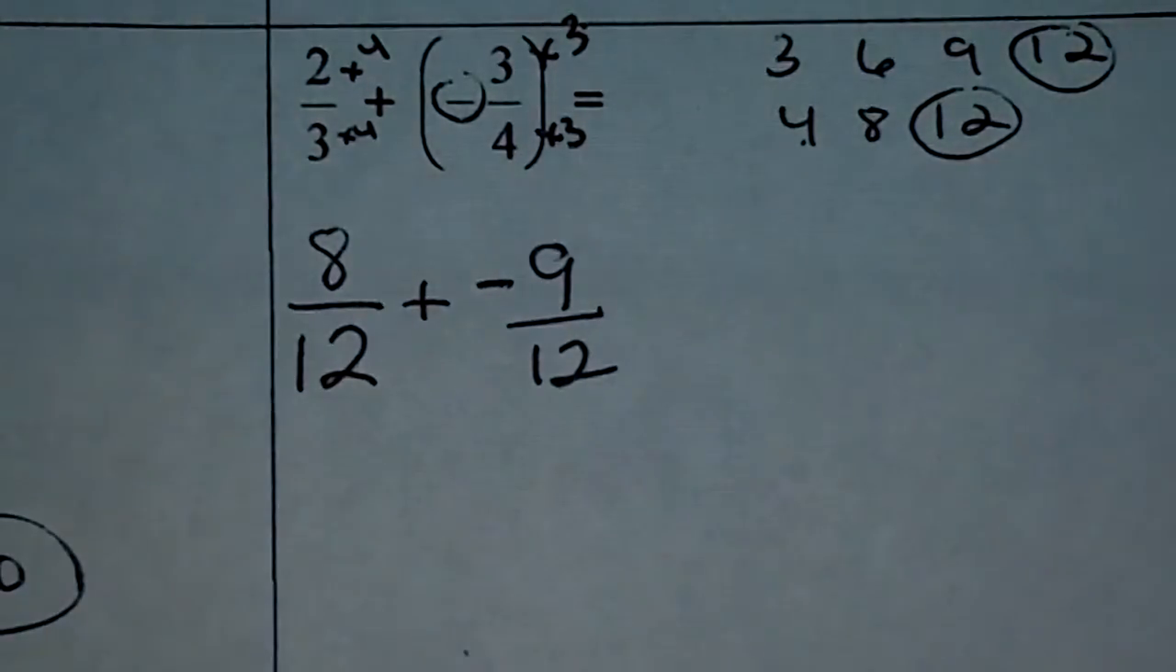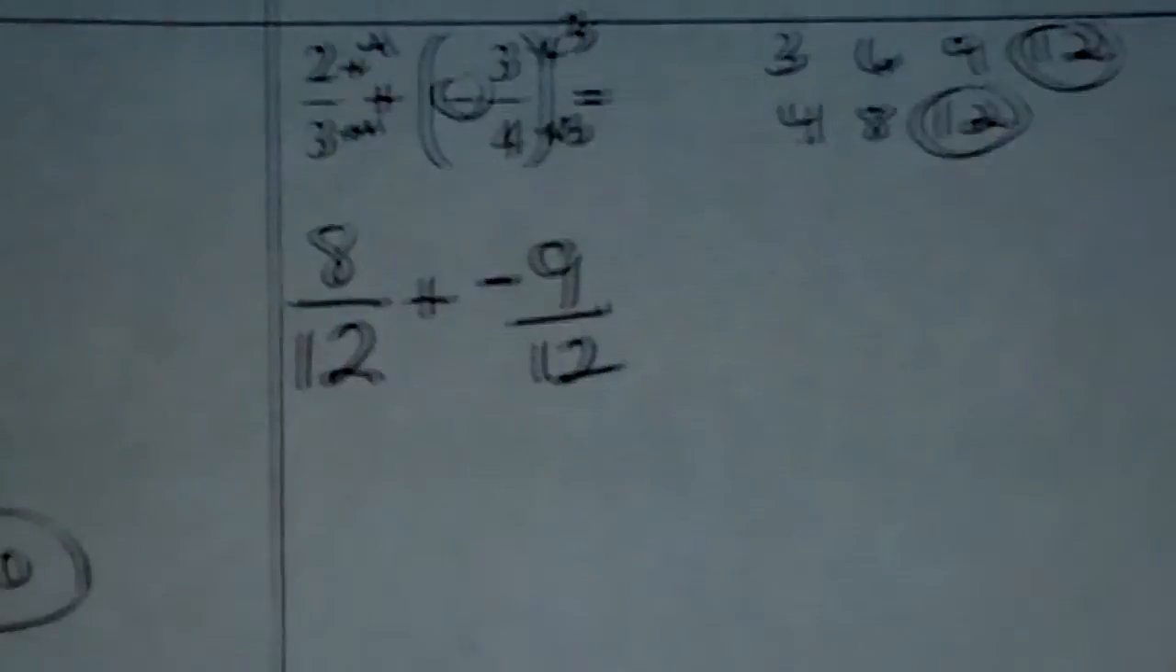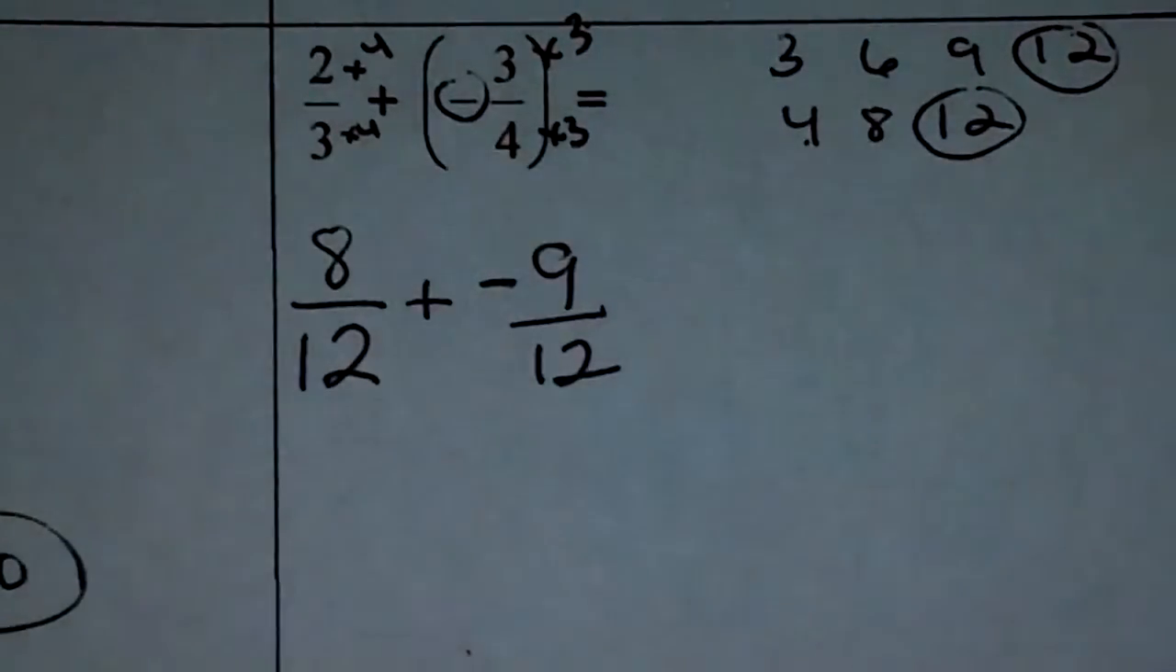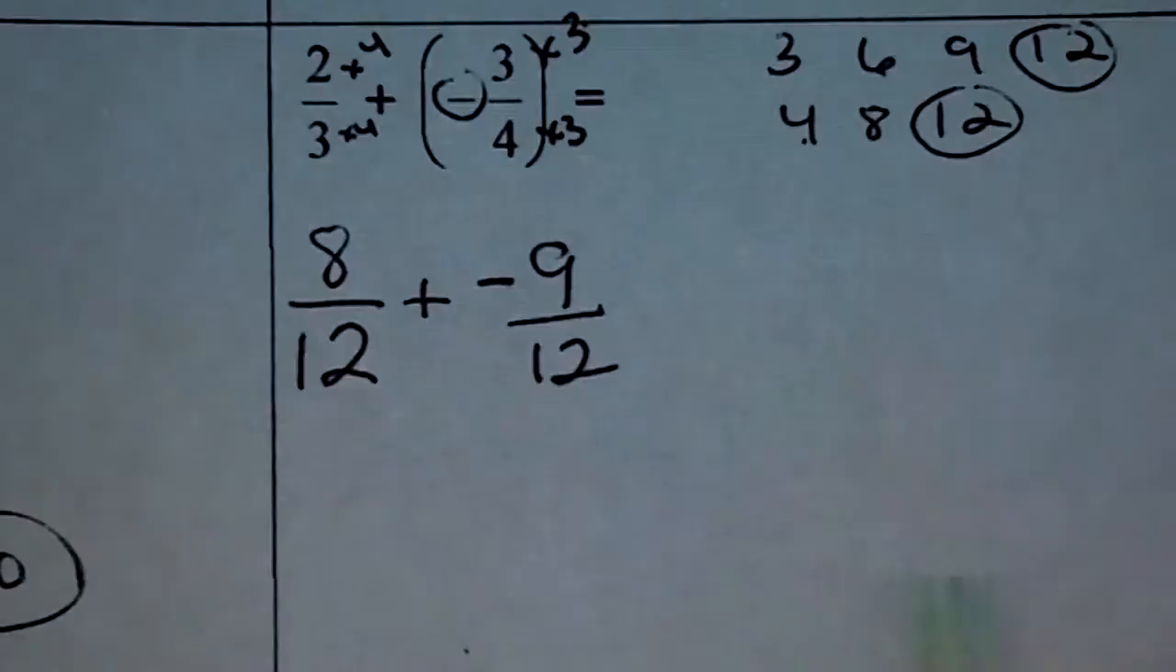Remember we talked about in the first example, when you see the negative sign in the middle and you're trying to do this, just put it with the top. So now I have a nice common denominator.